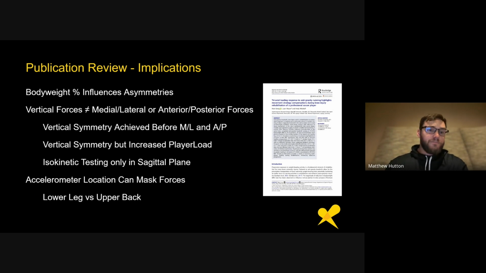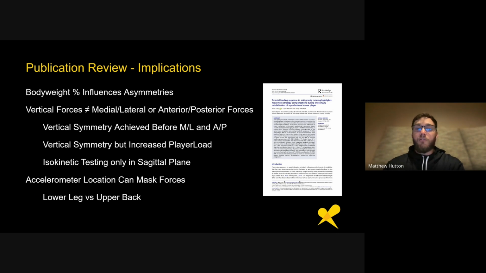And then vertical forces don't equal medial and lateral or anterior or posterior forces, and they showed the significant differences in those different forces at the different body weights. Vertical symmetry was achieved via the vertical forces, just the up and down forces that were put into the ground, before the medial lateral and anterior posterior symmetry was achieved.